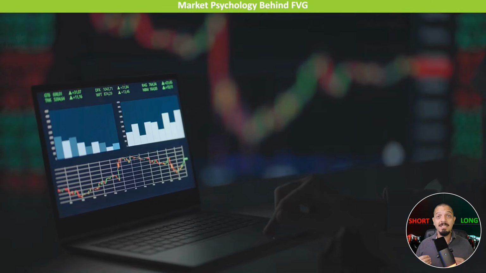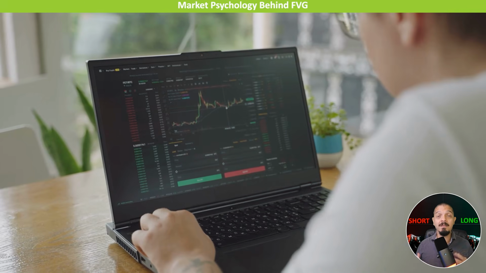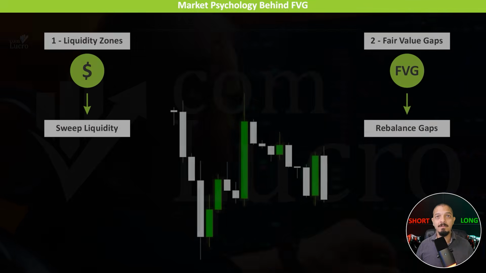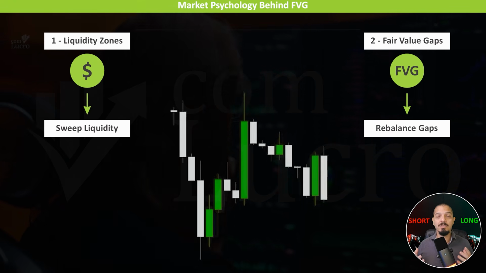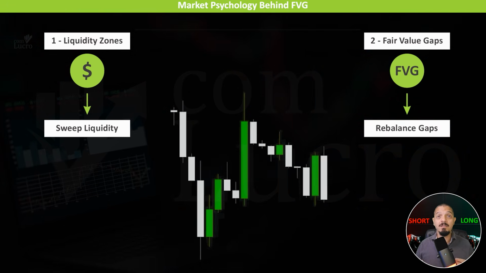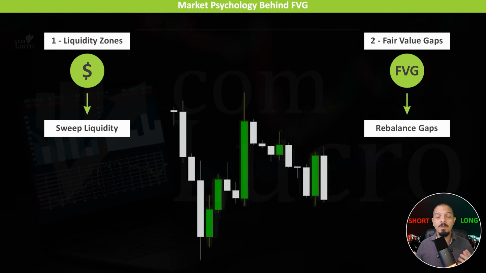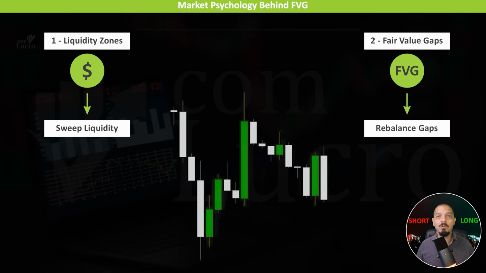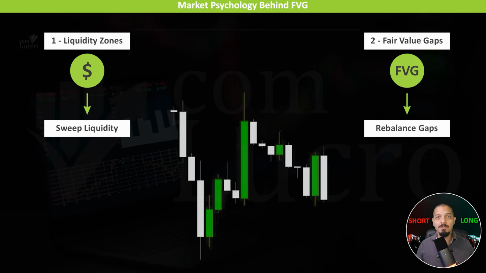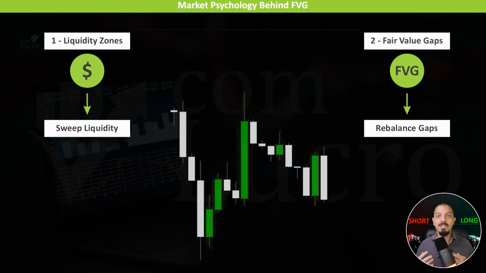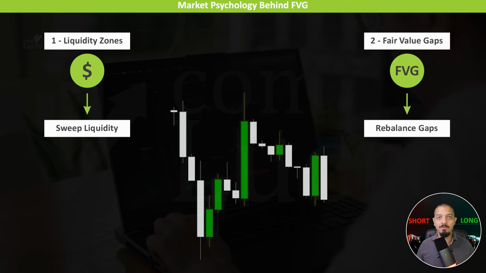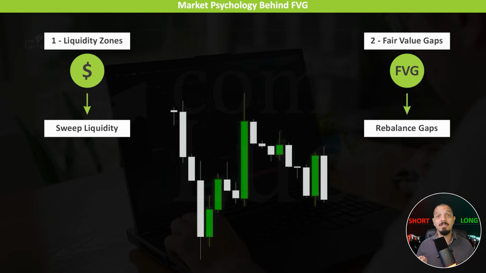Before diving into the basic and advanced features of fair value gaps, let us take a quick look at market sentiment and understand the psychology behind price movement. At the core, there are two primary forces that consistently drive how the market behaves. The first force is liquidity zones. The market is always seeking to sweep liquidity to generate momentum. In simple terms, liquidity acts as the lifeblood of price movement and is essential for the market's overall function. We've already discussed how to identify liquidity zones in previous videos, which are linked in the description. If you haven't watched them yet, you can easily access those lessons through the link below.